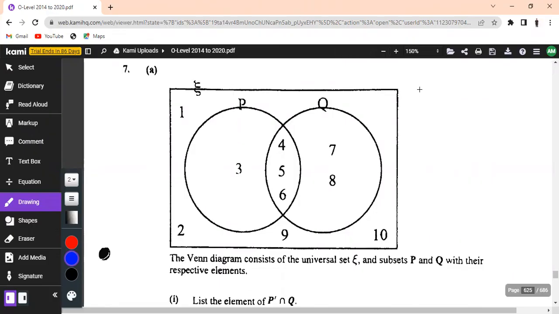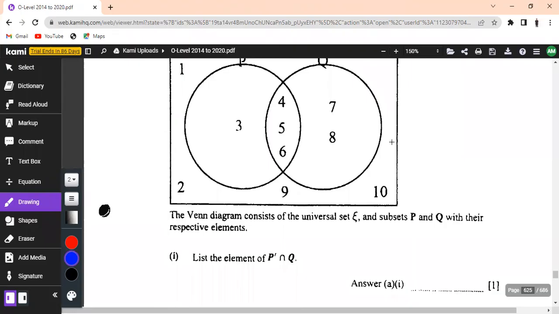Okay, then another part that we are given. On number 7a, the Venn diagram consists of the universal set and subsets P and Q with their respective sets. The first part is to list the elements of P complement intersection Q.